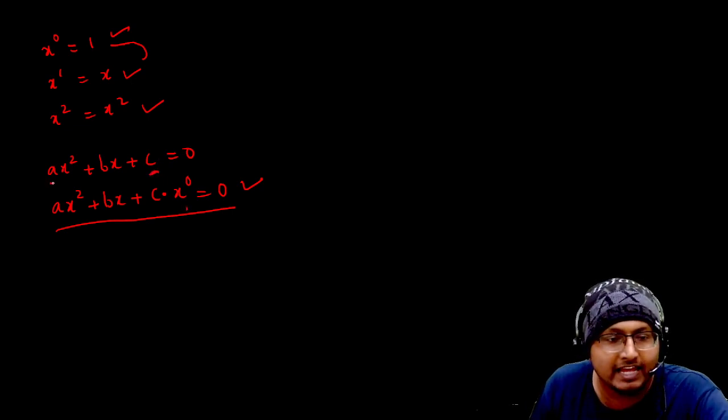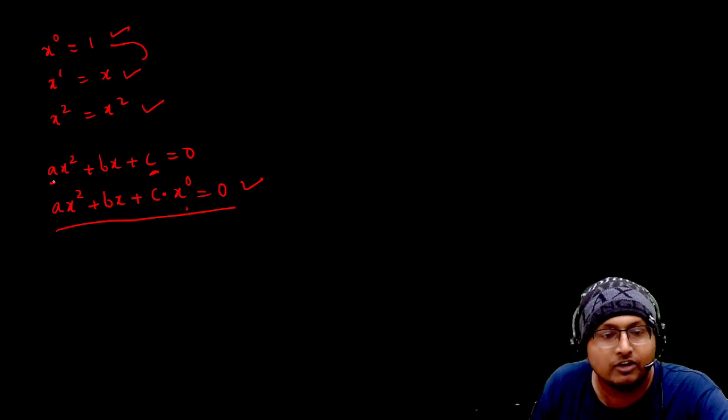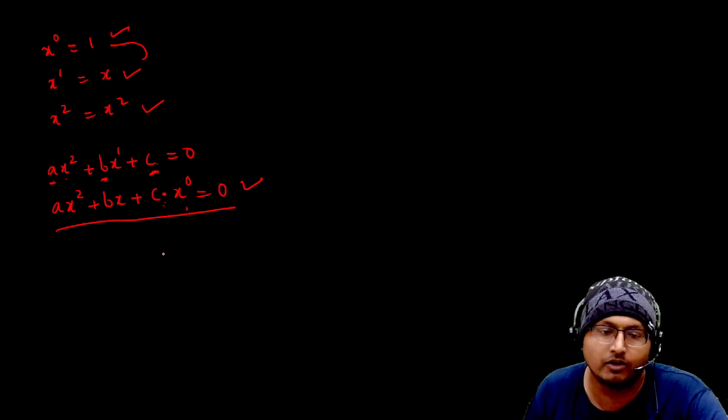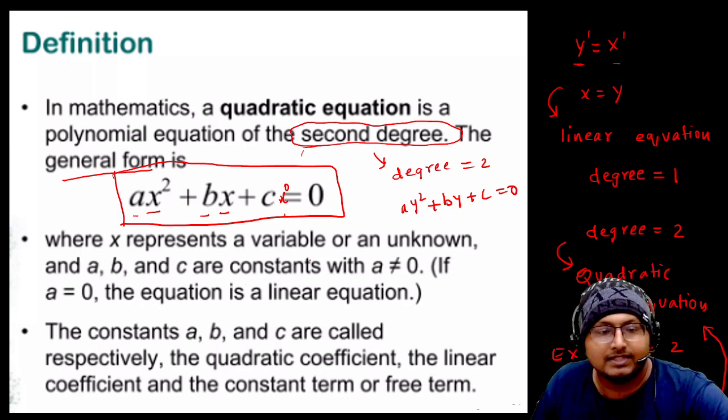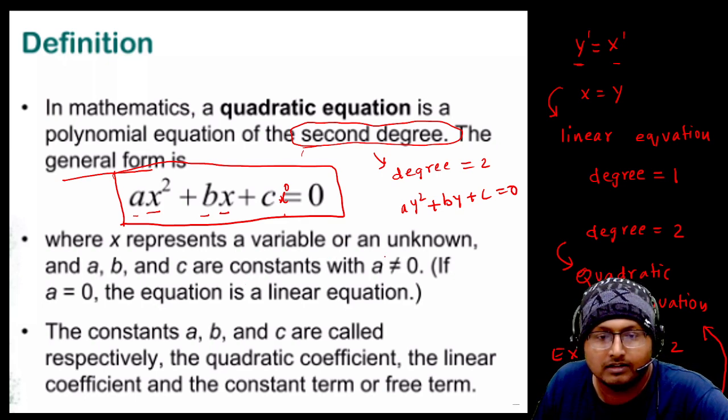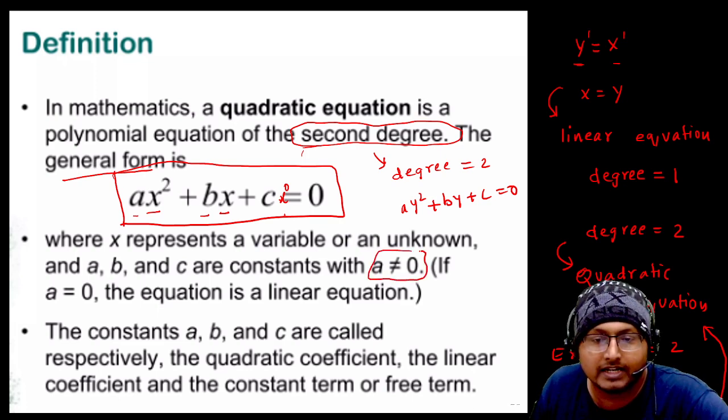Here what does a represent? a is a constant, but it also represents the coefficient of x square. b is also a constant, but it represents the coefficient of x power 1. c is also a constant that represents the coefficient of x power 0. So that is a thing you have to understand. And a, b, c are constants such that a is not equal to 0. This is one of the main conditions.